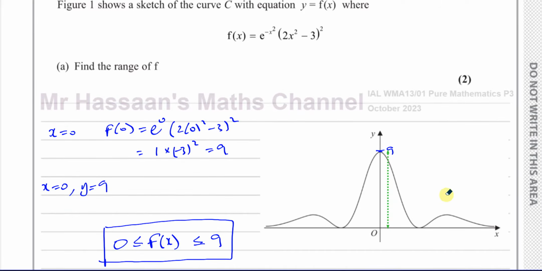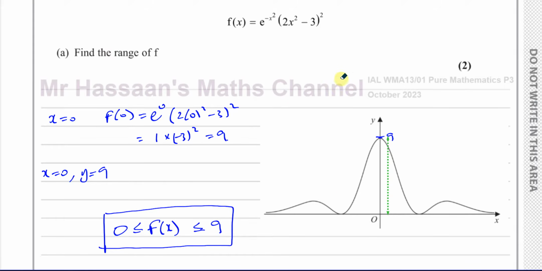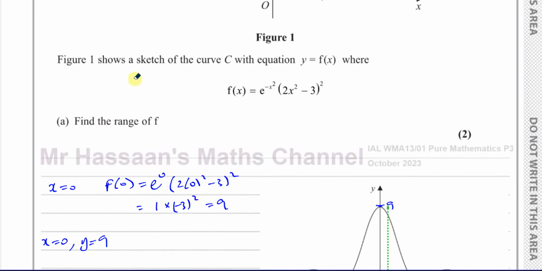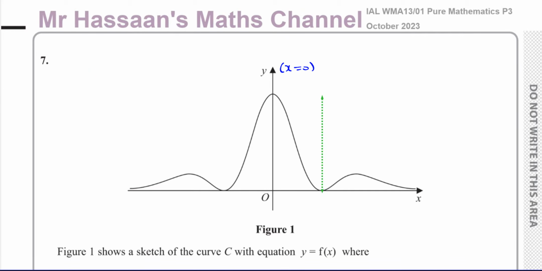Pretty straightforward. No need to find these turning points in part A. It's only worth 2 marks. Of course, we can see that these turn on the x-axis and this turns on the y-axis. So we know the y value on the x-axis is 0, and we can find the y coordinate of where something hits the y-axis by replacing x with 0 in the function. So there's question 7, part A done.